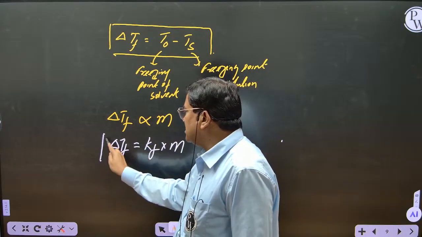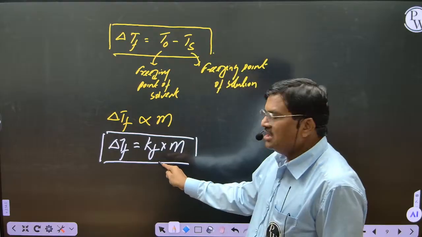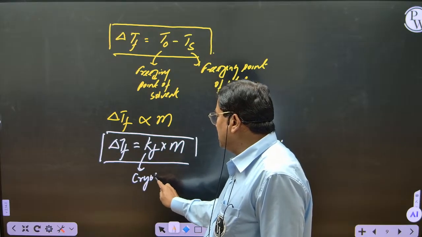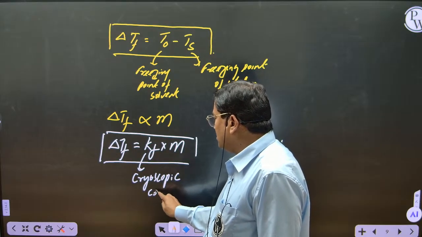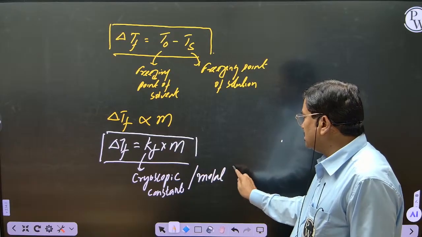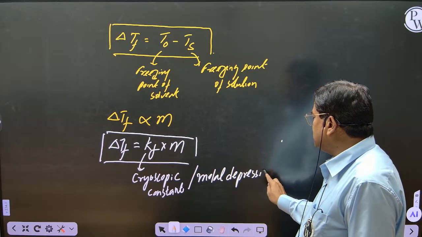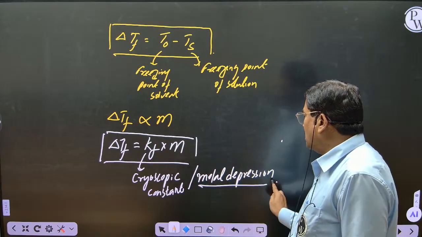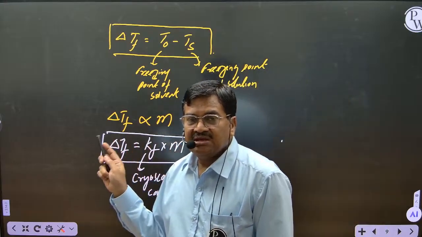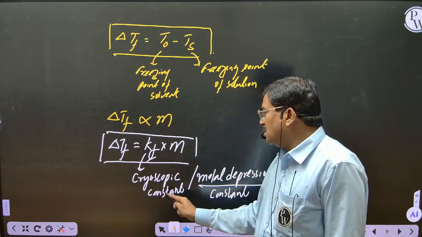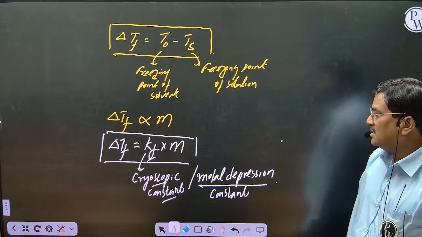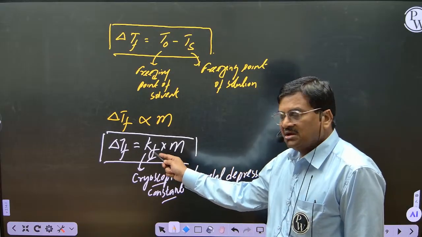Now another constant we are getting, important. What is this called? Cryoscopic constant. It is also called the molar depression constant, just like the ebullioscopic constant. Did you see the difference between the previous one and this one? The previous one is Kb, the ebullioscopic constant. This is called the cryoscopic constant, or the molar depression constant.